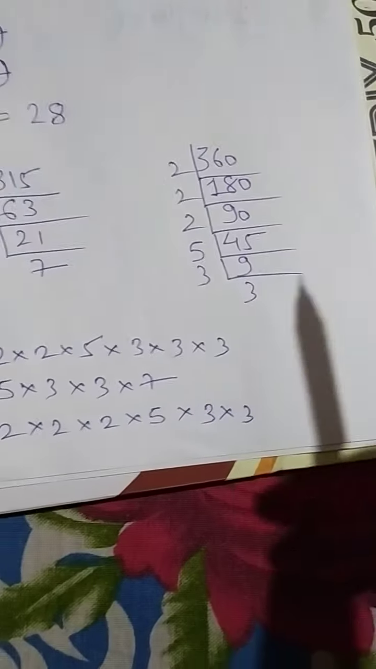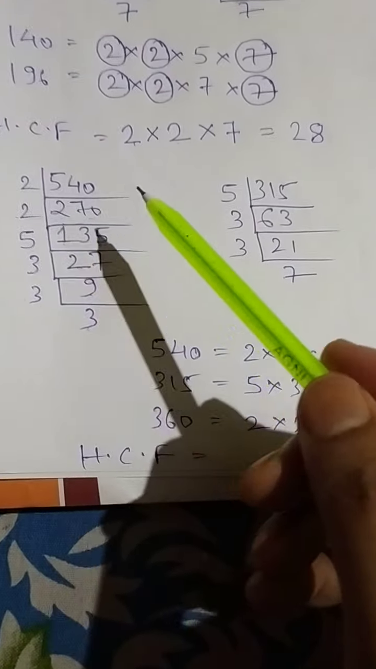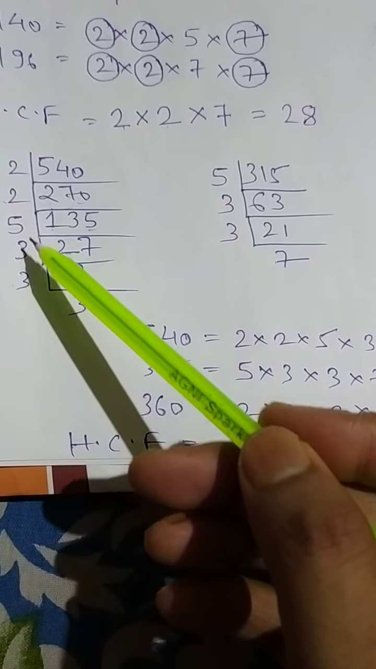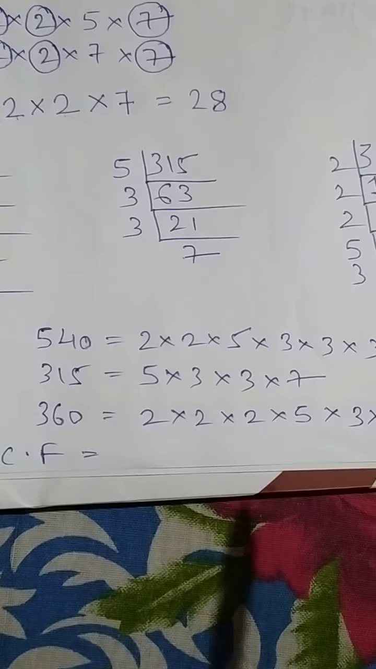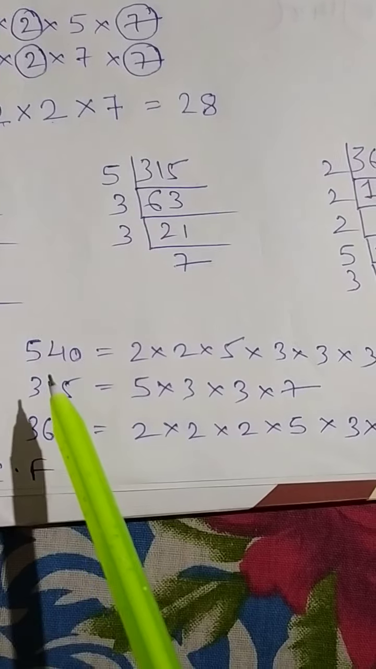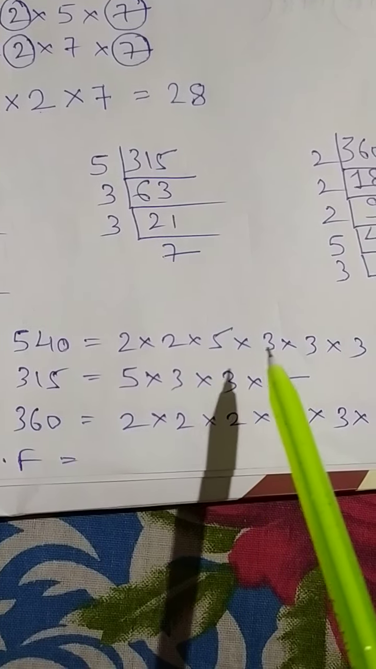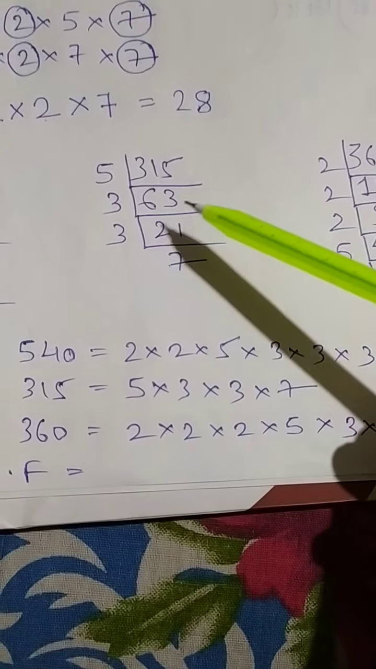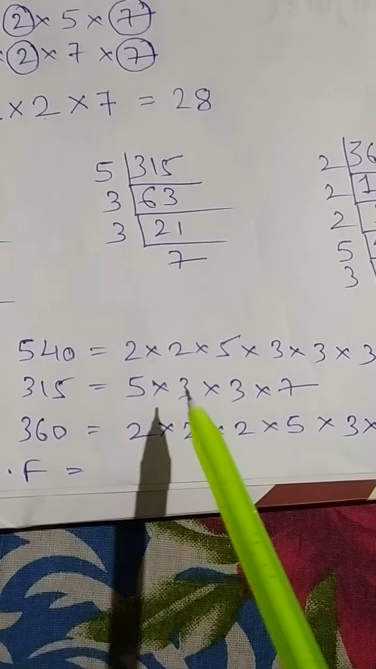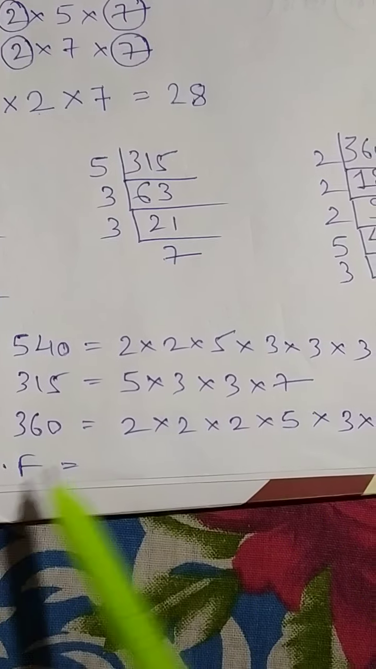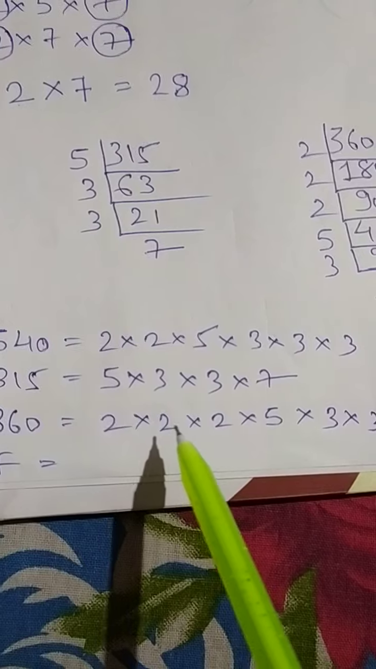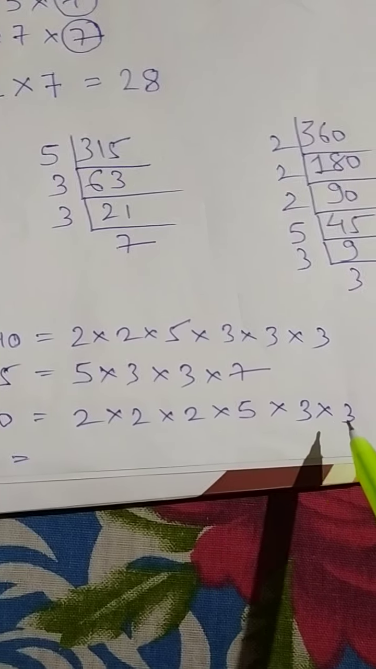Now, the same way you have to write 540 as 2 into 2 into 5 into 3 into 3 into 3. Here I have written. Okay, this one is 540. For 315, 5 into 3 into 3 into 7. And for 360, 2 into 2 into 2 into 5 into 3 into 3.